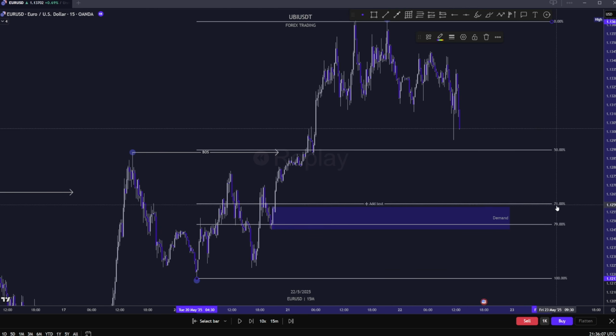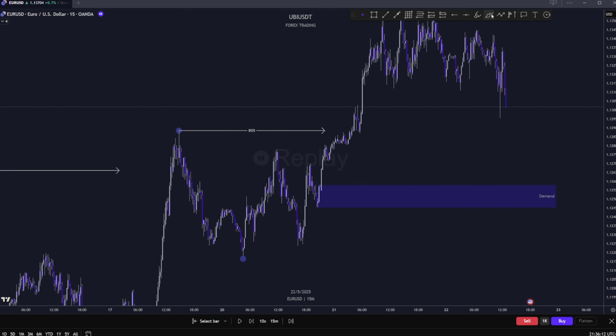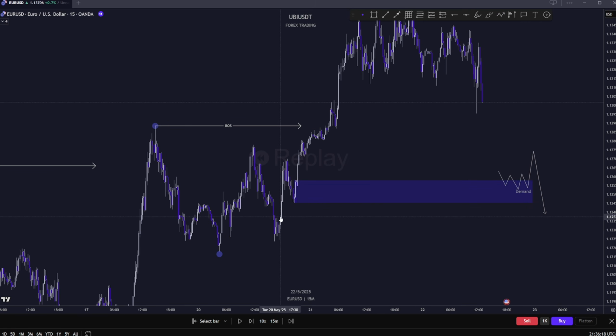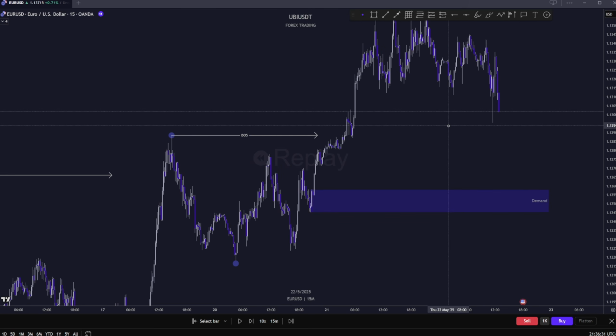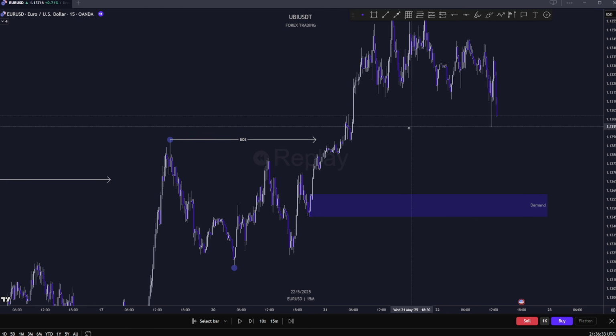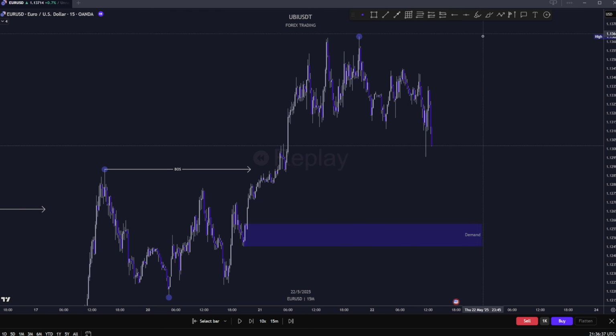Price sits very well in our 71 and 79 golden range. So that's why now we should wait for our confirmation. But if this demand fails, let's say something like this, then you can wait for confirmations from here and execute buys from this demand. But now, because we have done so many researches, videos, backtests, and we have experience, we know that price is highly likely to respect our 71 and 79 Fibonacci numbers.